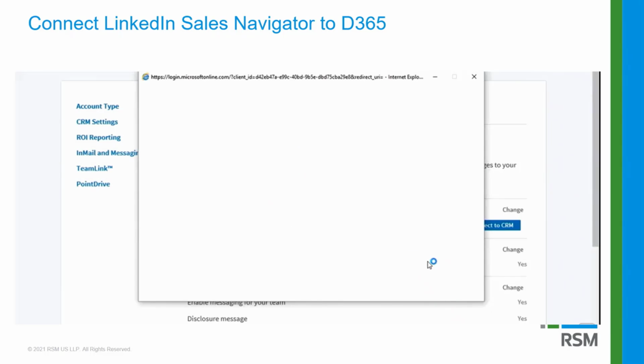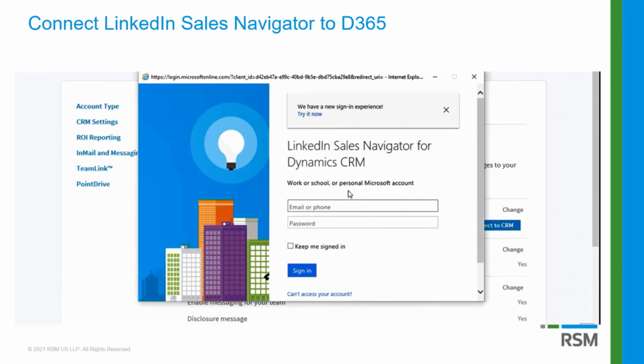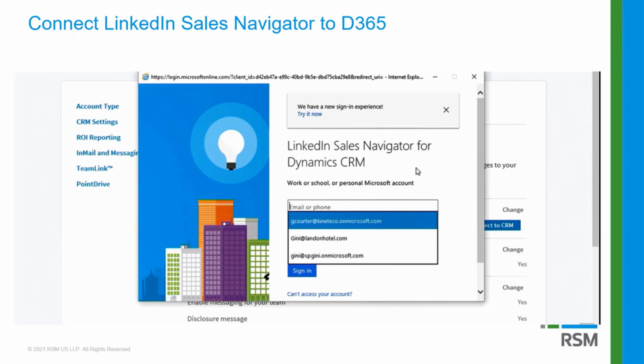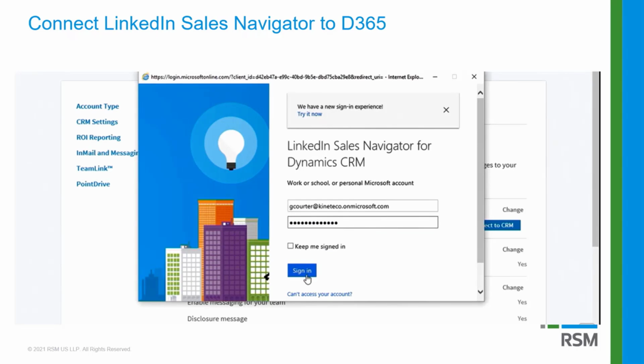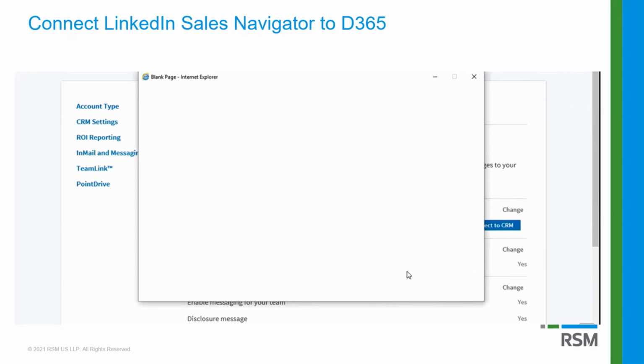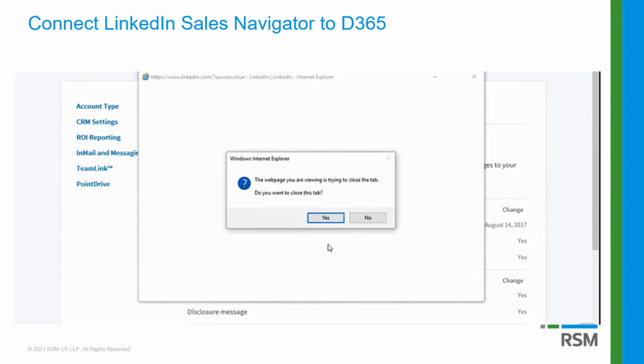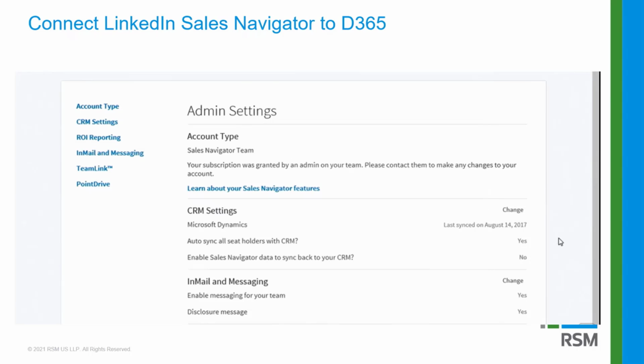And you just put in the credentials here for your Dynamics 365 accounts. And there we go. Give it a second here. You do sign in. And that is it. That's how easy you can connect LinkedIn Sales Navigator to Dynamics 365. So very easy to do.